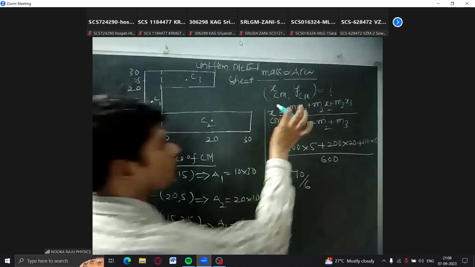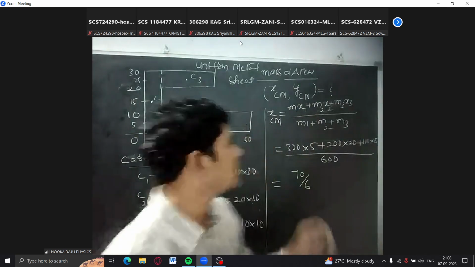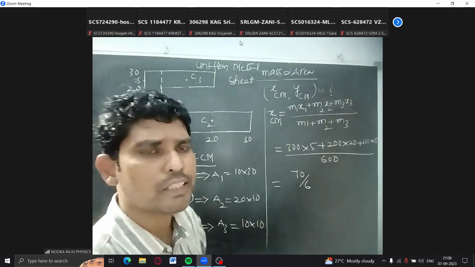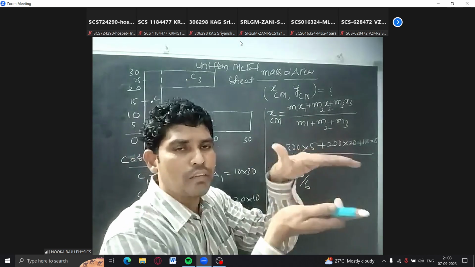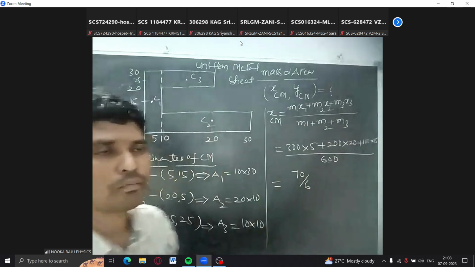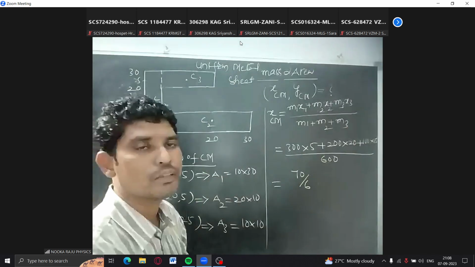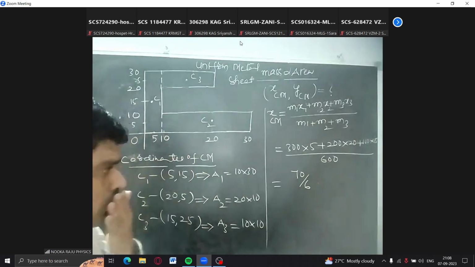So in this problem, we can substitute density and the remaining terms also, but no need to consider those values. In the denominator and numerator both will cancel finally, so you will get the same answer. So this is the easy approach to find the XCM value for the given uniform metal sheet.